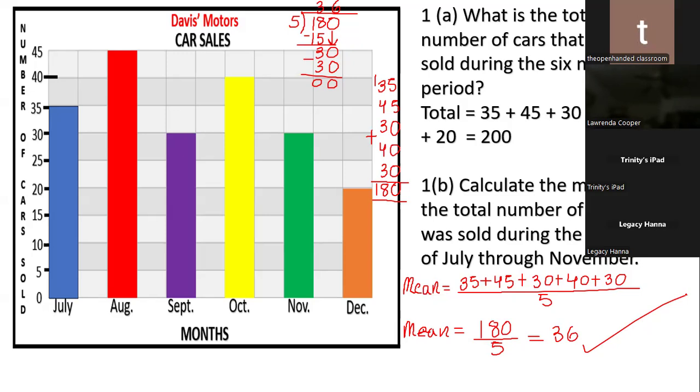I have a question. Go ahead, Legacy. After we add up all the numbers, why do we divide? That's because you're trying to find the average. That's how you find the average. So the formula for the average, whenever they ask you for the mean or the average, you have to add up all the numbers and divide it by the amount of whatever it is that you have. So in this case, it's months. So you have to add up all of the numbers that they give you and then divide it by the amount of months. All right. Understand me? Yes, sir.